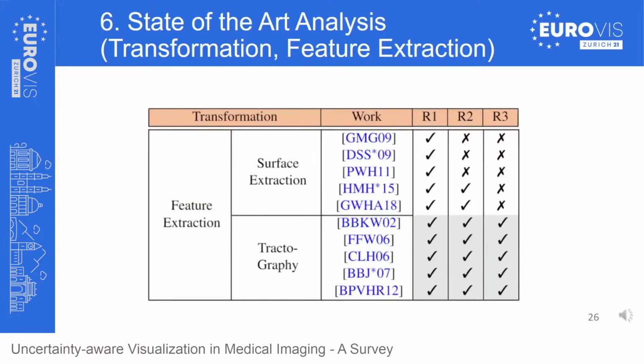To summarize this, we can see that we were not able to find an approach for surface extraction that is able to fulfill all requirements that we defined. On the other hand, all found approaches for tractography extraction under uncertainty are able to handle all three requirements that we set up for this analysis, which is a very positive result.